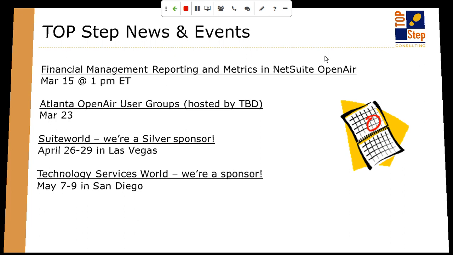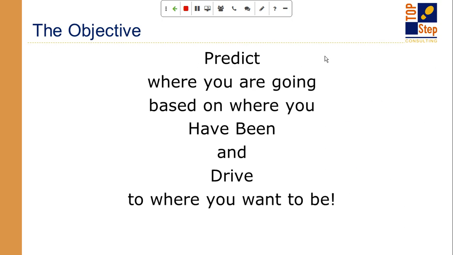But what you really care about is the topic of today, and the topic of today is really the financial management metrics. And the way that I think about financial management metrics is you can leverage the metrics to predict where you are going based on where you've been, and then use that information to drive where you want to be. I love doing data mining and analytics and just looking at data and having it talk to me about what decisions I should make to shift the organization to go a different direction or to pay more attention to something that is not performing as I would expect it to.